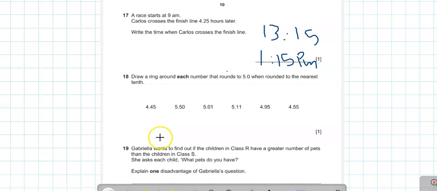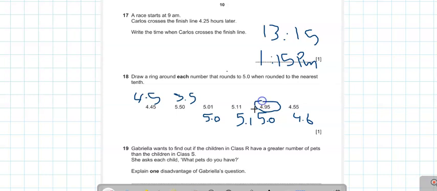Question number 18. Draw a ring around each number that rounds to 5.0 when you round to the nearest tenth. This one will be 4.5. This one will be 5.5, 5.0, 5.1. 4.95 will round the 9 up, so it will be 5.0, and this will be 4.6. So I will choose this one and that one.